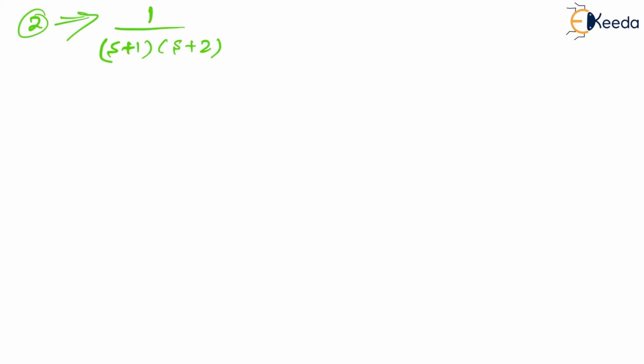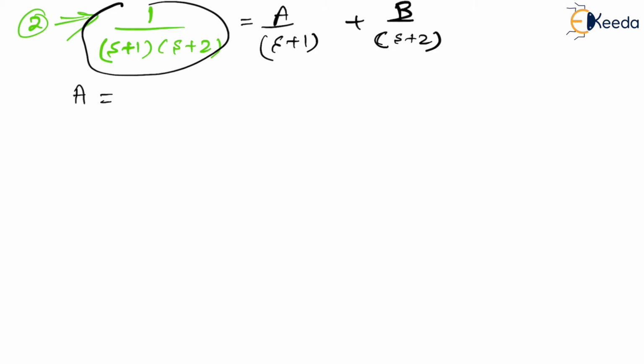Right. So let me just equate it. Yes, definitely this can be written as a upon s plus 1 plus b upon s plus 2. Now you will do it fast, right? If I want to find the value of a, what do I do? I write the whole LHS. What is the whole LHS? 1 upon s plus 1 into s plus 2.